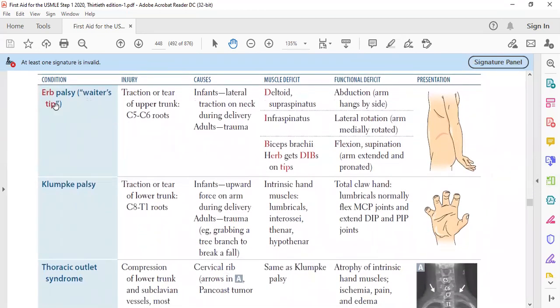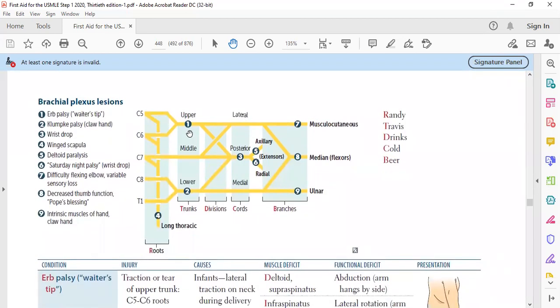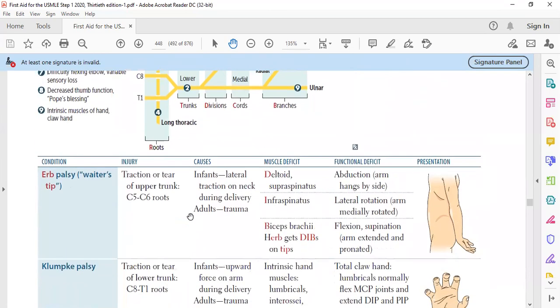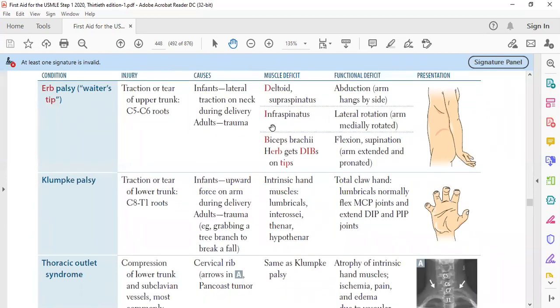So number one condition, we have Erb's palsy, which is a traction or tear of the upper trunk, C5 to C6 roots. Here it will be Erb's palsy. In infants, what happens is there is lateral traction on the neck during delivery. In adults, there is trauma. And the muscle defects: we have the deltoid, supraspinatus, infraspinatus, and biceps brachii.